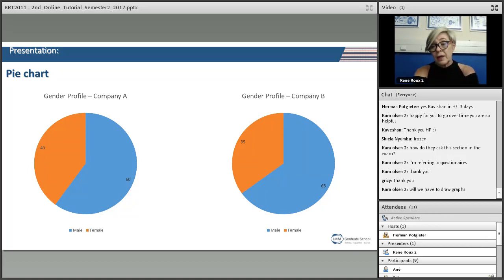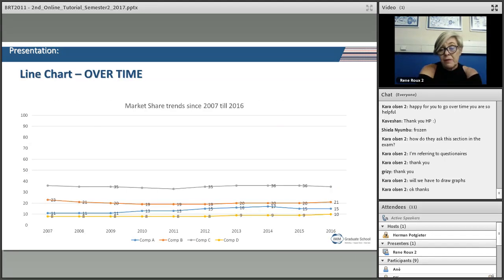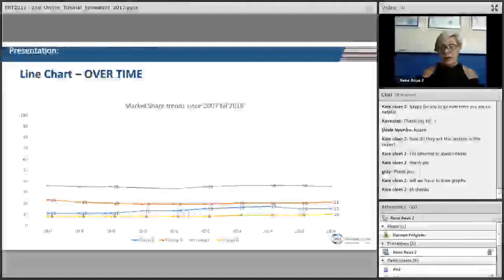Cora, I'm not too sure. Like I said, in previous exams, they didn't ask anything about graphs, so I really don't know. But make sure that you understand what the different graphs are if it's asked of you. But I don't know, they haven't asked any graphs in any previous exam papers. A line chart is always over a period of time. So this is the market share trend since 2007.